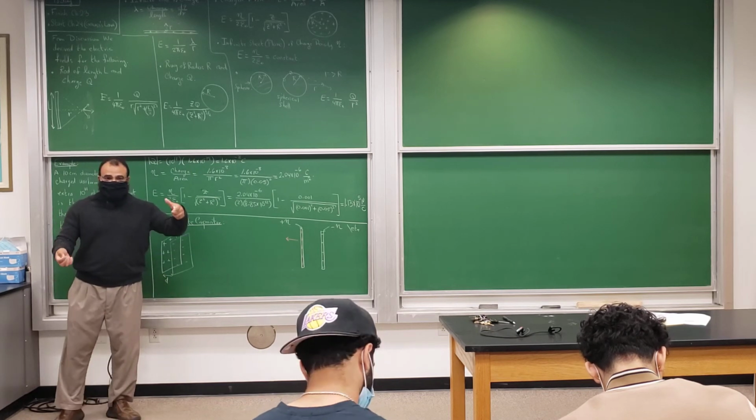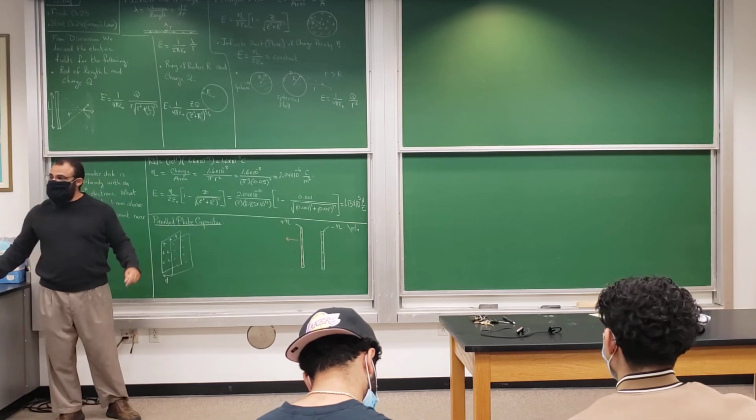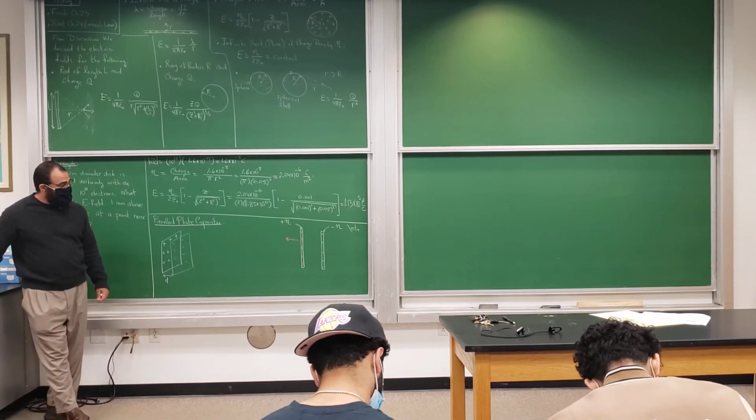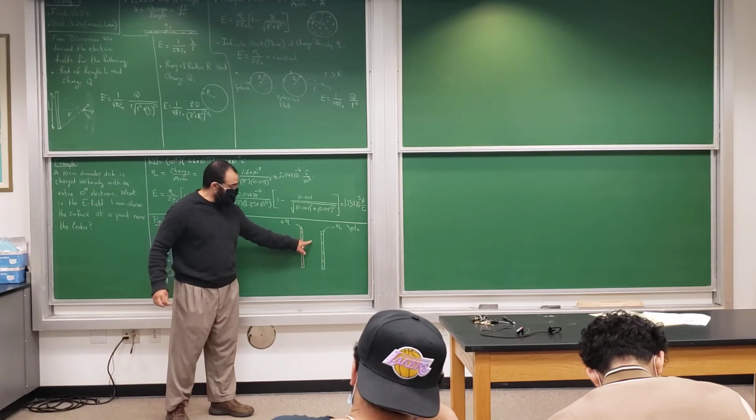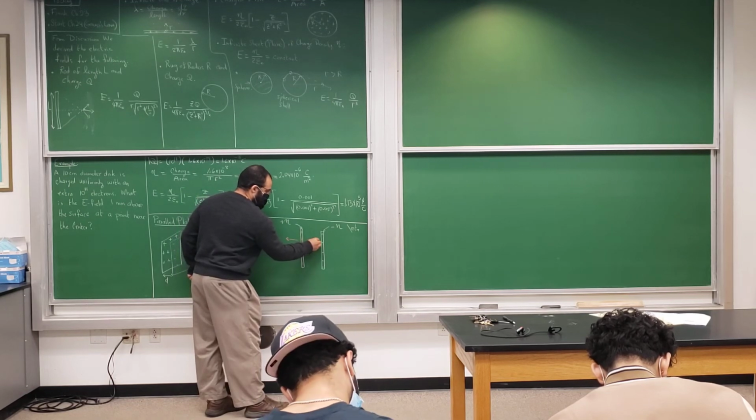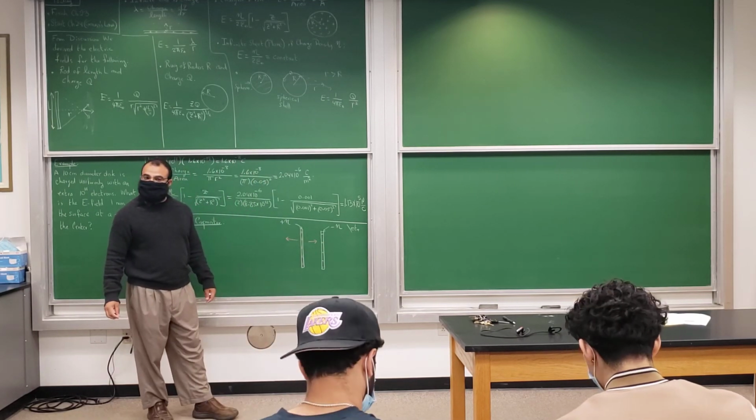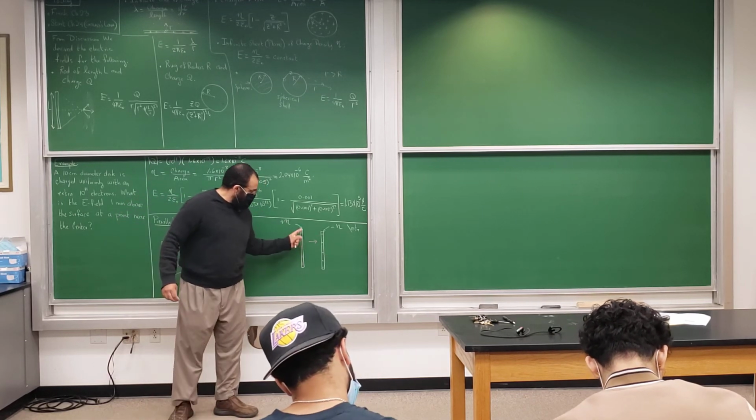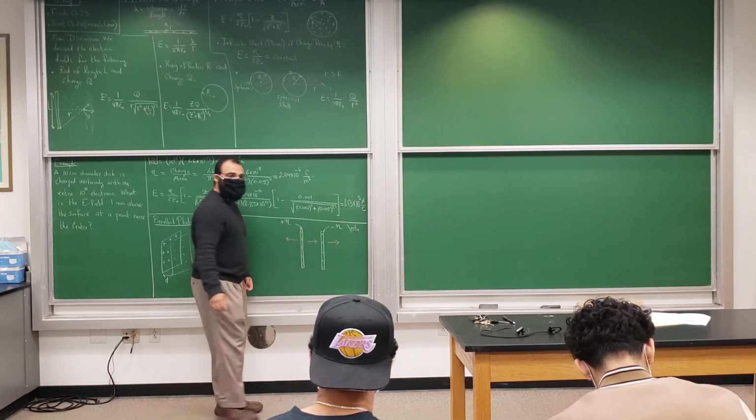Obviously the plates are not infinite, but they are large enough that we can assume they're infinite. Makes the math easy. So that's the electric field here. How about the electric field here? To the right. How about in here? It's still to the right. If you're to the right of this plate, the electric field is just away from it.